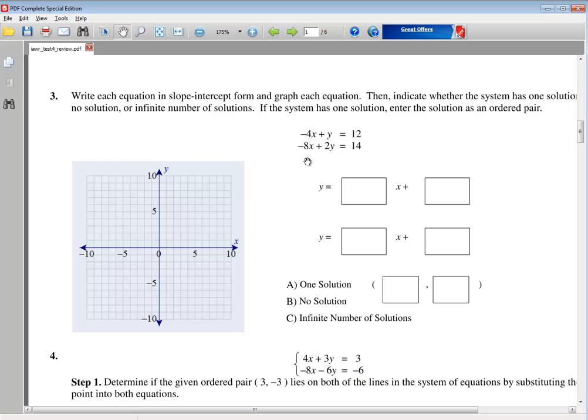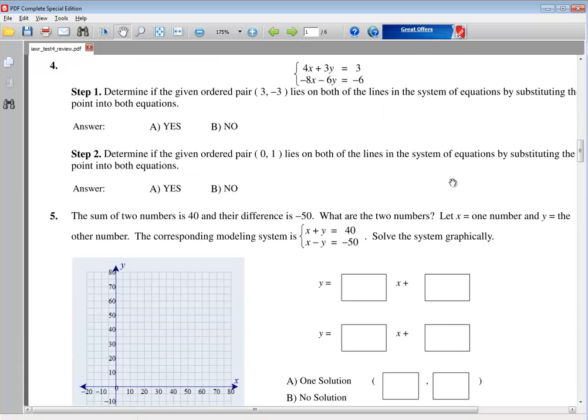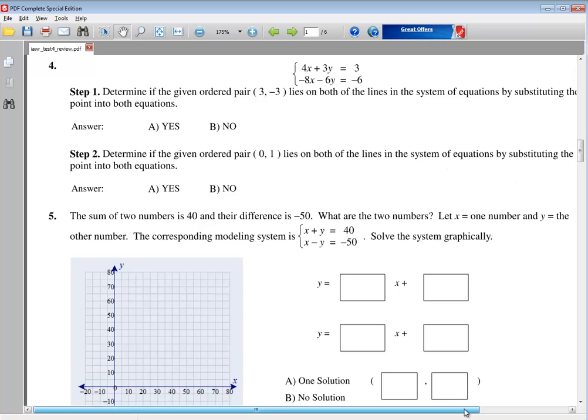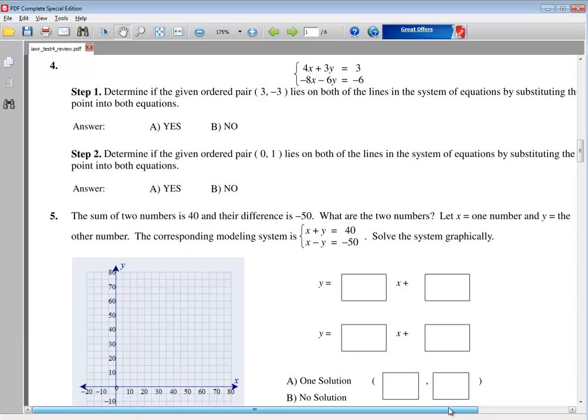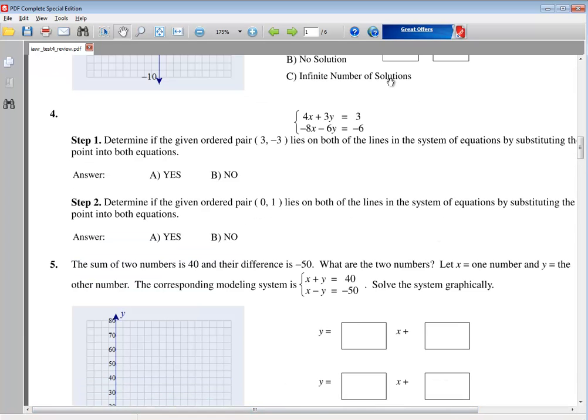And let's go to problem number 4. Determine if the given ordered pair lies in both the lines in the system of equations by substituting the point in. Where's the system of equations? Oh, it's right there. I'm blind.